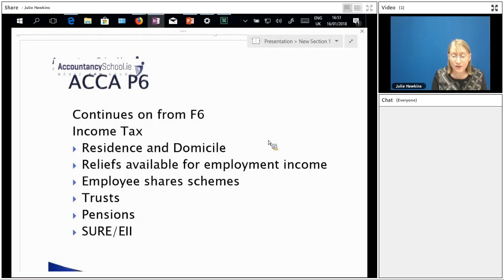Plus we also spend time on employee share schemes, which we did start in F6 and we will continue in P6. We will study a new area, trusts and also pensions, plus two investment products, SURE and EII. Now we did do a little bit on EII, Employment Investment Incentive, in F6, but we continue this in P6.